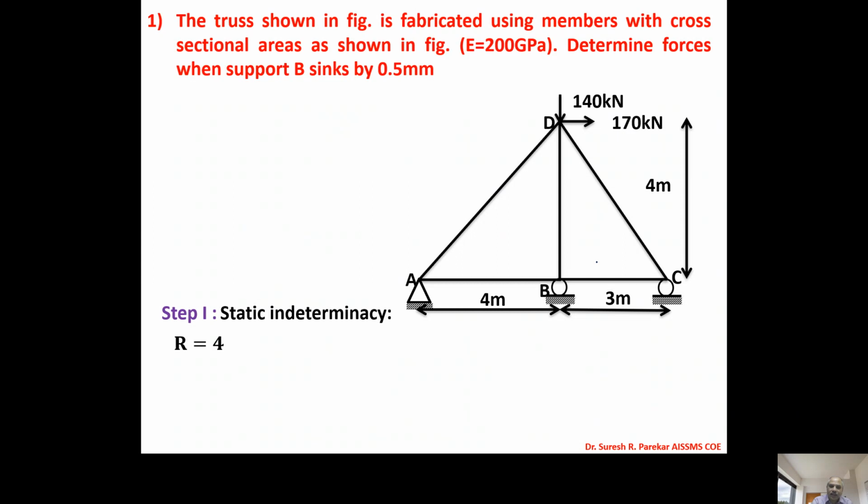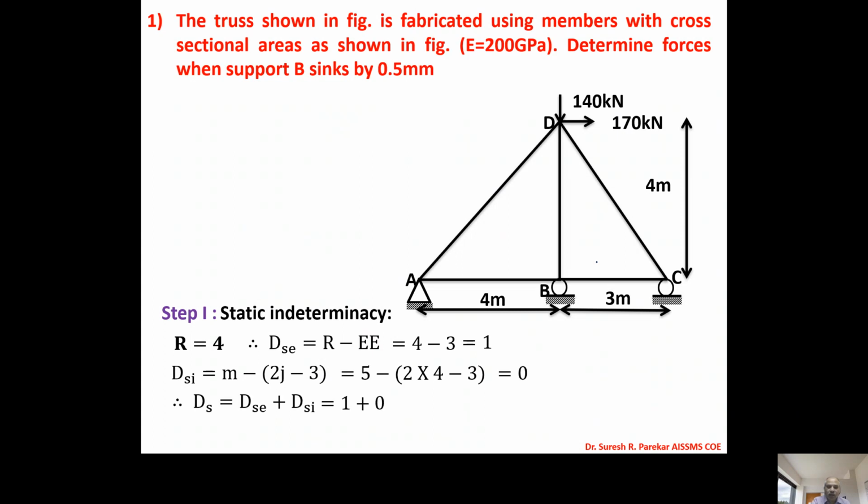Now static indeterminacy: R we have 4, DSE we have R minus equilibrium equations, equal to 4 minus 3, which is 1. DSI is equal to M minus 2J minus 3, and then we have 5 minus 2 into 4, that is 2, minus 3, equal to 0. Now we have DS equal to DSE plus DSI, and that is equal to 1 plus 0 equal to 1. Now the number of redundants is equal to DS, that is 1.